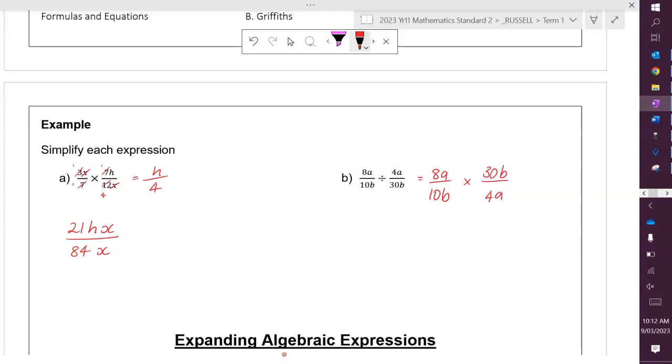Now from here I can do that cancelling as well. So I can cancel my b's, I can cancel my a's. I can cancel 30 and 10, that becomes 1 and that becomes 3. And I can cancel my 8, which is 2, and my 4, which is 1. So that leaves me with simply 6.